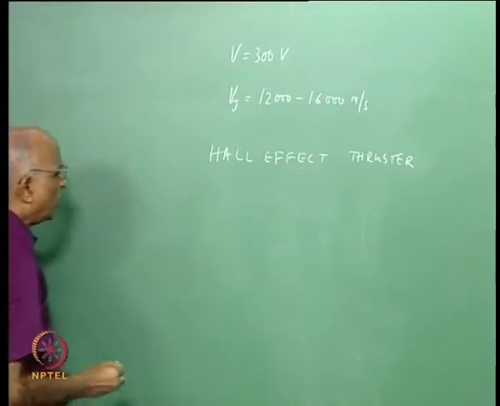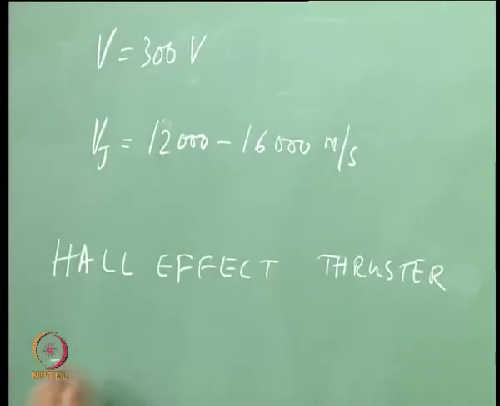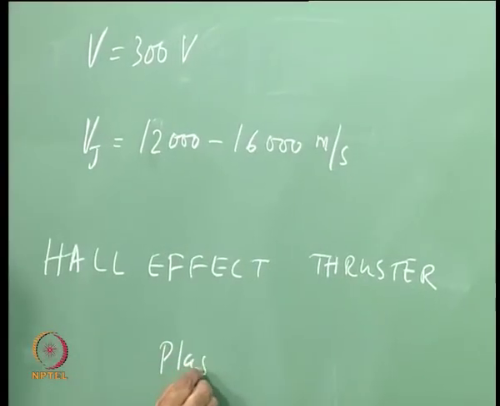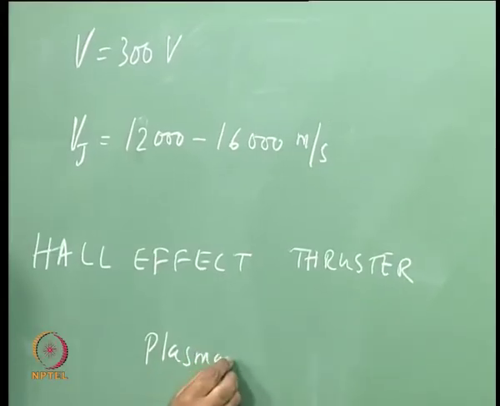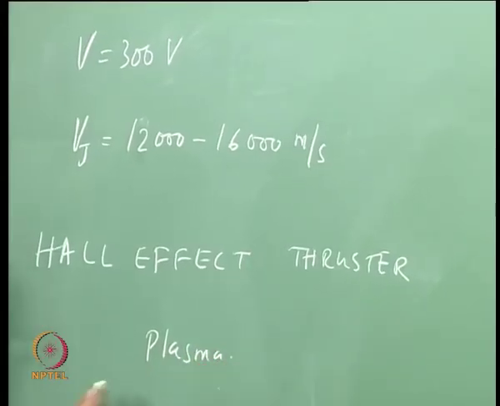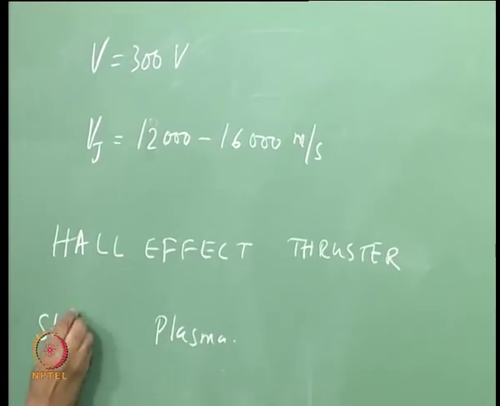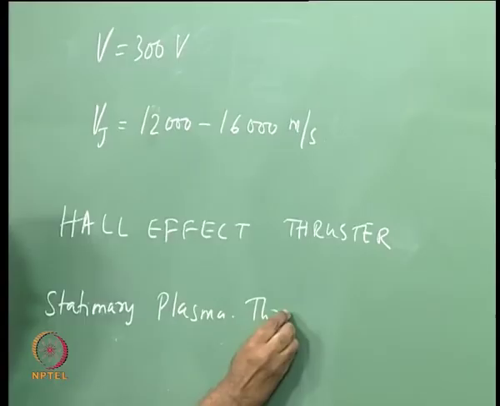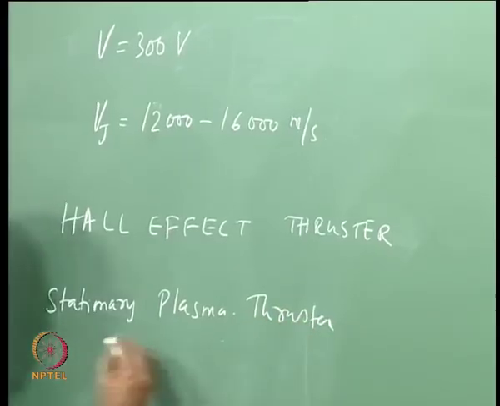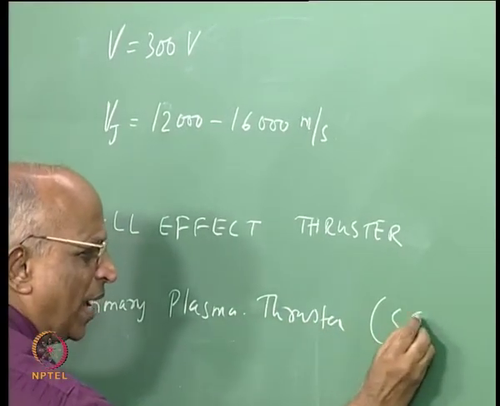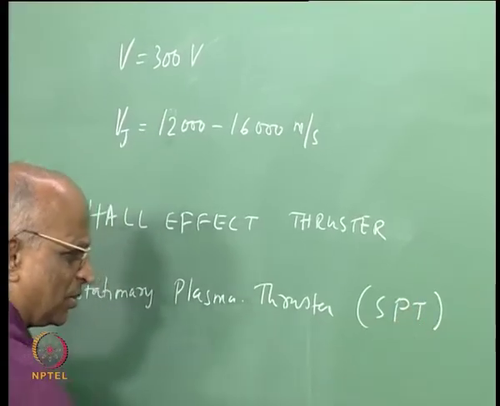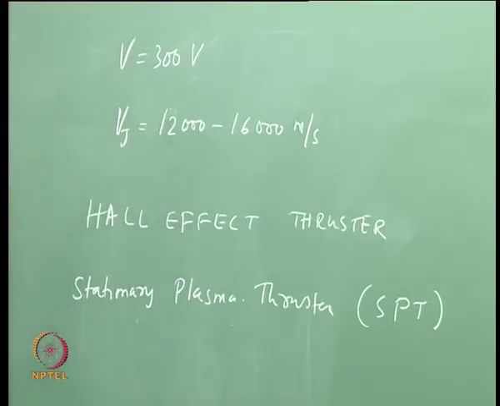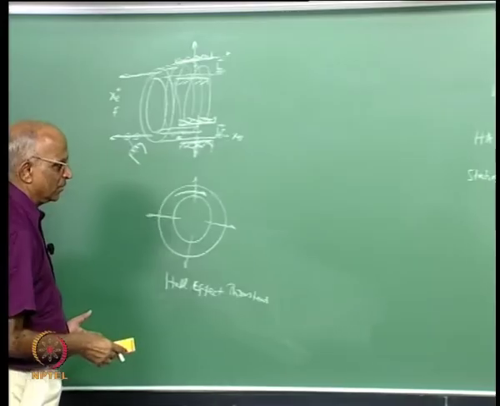It is also spoken of as you are creating a plasma which is stationary in the annular passage. Therefore, you have a stationary plasma thruster, and more often than not it is referred to as the stationary plasma thruster, and this is where we make use of the Hall effect.